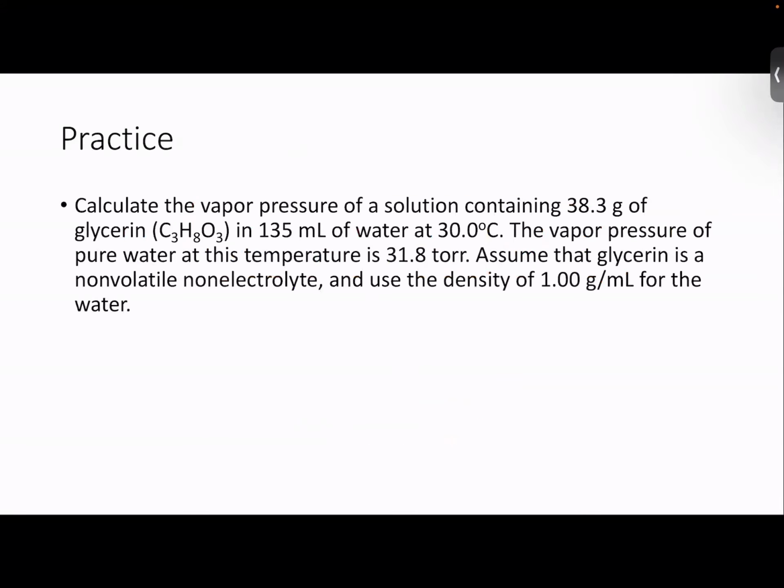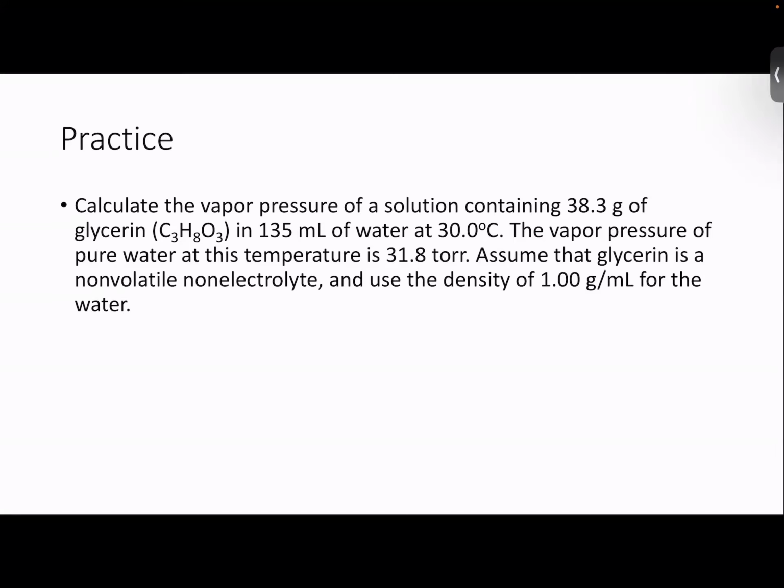Let's look at an example. Calculate the vapor pressure of a solution containing 38.3 grams of glycerin in 135 milliliters of water at 30 degrees Celsius. The vapor pressure of pure water at this temperature is 31.8 torr. Assume that glycerin is a non-volatile non-electrolyte and use the density of 1.00 gram per milliliter for the water.